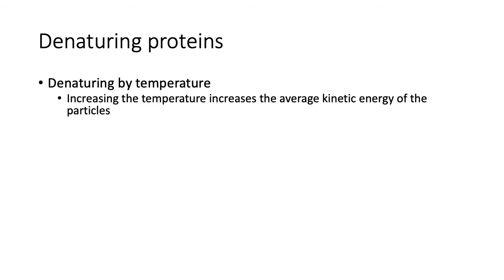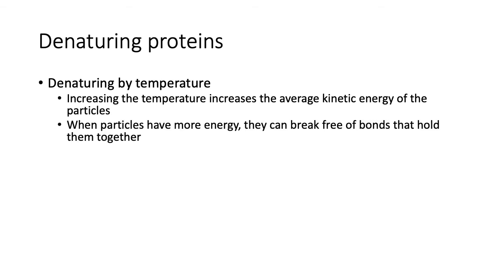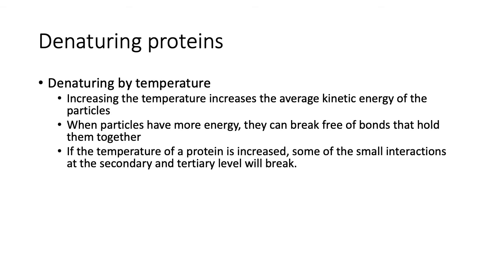So let's talk about temperature. Increasing the temperature increases the average kinetic energy of the particles, which means that they vibrate a bit more. When the particles have more energy, they can break free of the bonds that hold them together, just like when boiling. So if the temperature of the protein is increased, some of those small interactions at the secondary and tertiary level will break. Here's a bond that's holding those things together. If these parts vibrate enough because they've got so much energy, then that bond is broken.